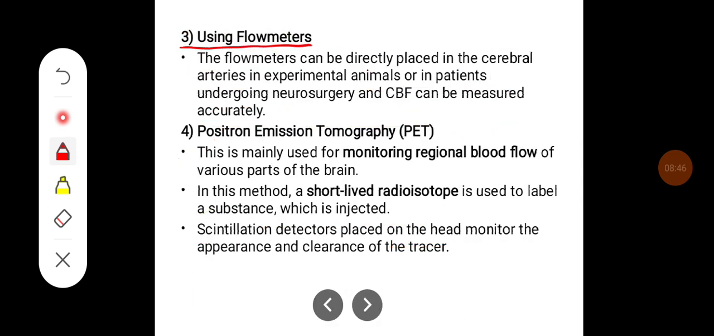Using flow meters, the flow meters can be directly placed on the cerebral arteries in experimental animals or in patients undergoing neurosurgery, and cerebral blood flow can be measured accurately.